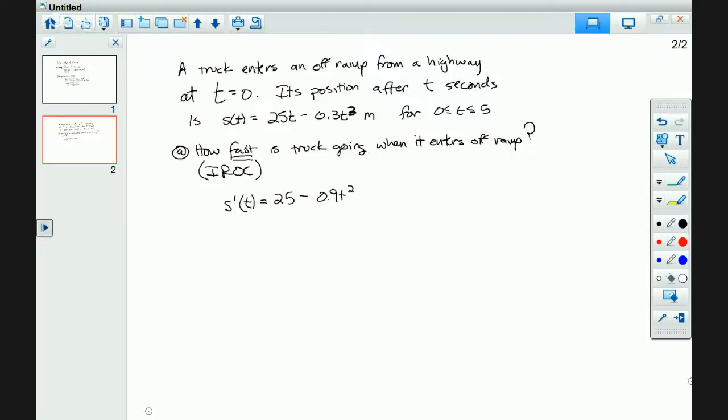Did you just find the derivative? This is a position function. You want instantaneous rate of change, you need the derivative. This is a cube, so bring the 3 down, you get 0.9, subtract 1. And then at time 0, 25 what? Per second. No, it's the speed. Okay, we're not to acceleration yet.